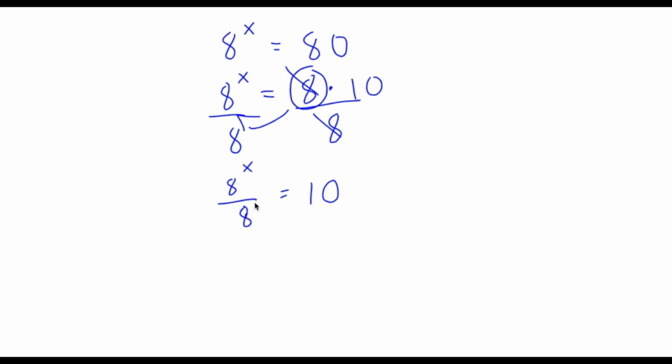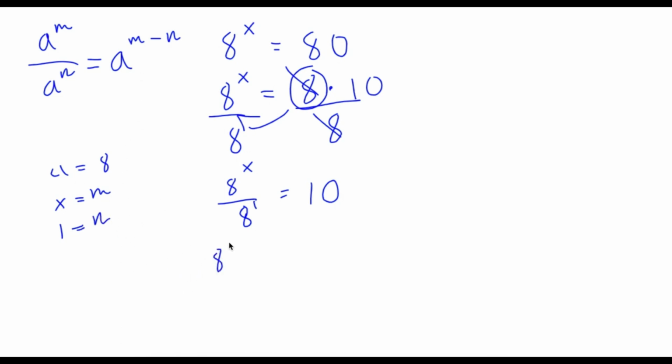Now, this 8 here is the same thing as 8 to the power of 1, right? And now, if we have something in the form a to the power of m divided by a to the power of n, this is equal to a to the power of m minus n. So a to the power of x divided by a to the power of 1, we can think of a as 8 here, x as m, and 1 as n. So if we plug this in, we get 8 to the power of x minus 1. This is equal to 10.